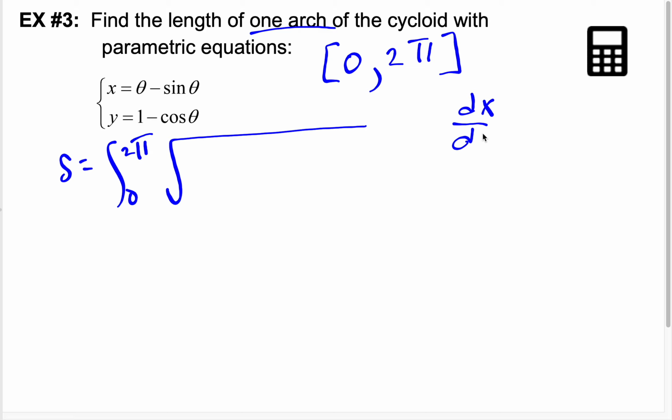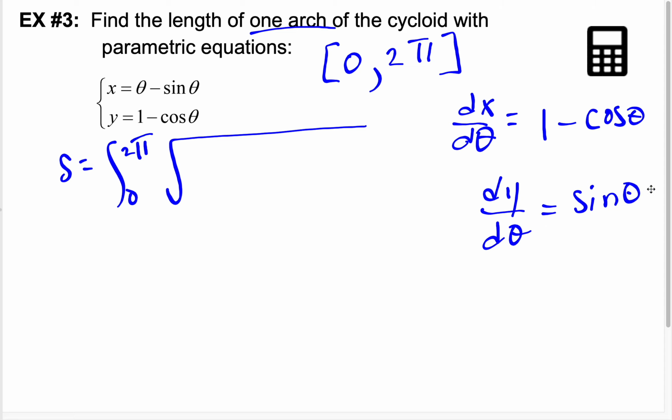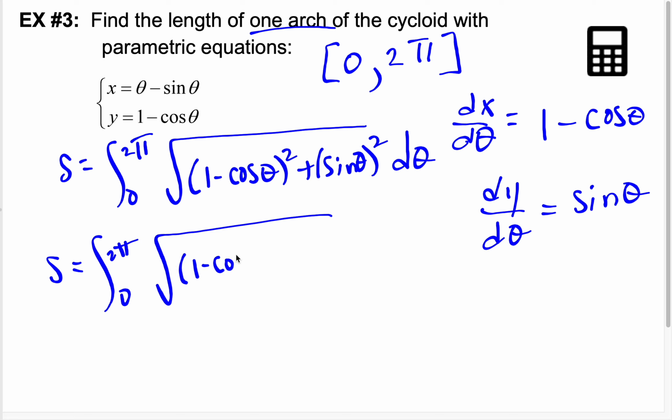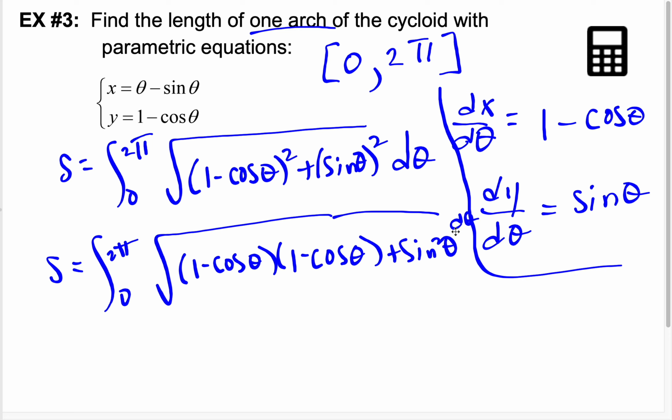So let's go, dx, well, d theta, we're dealing with theta, not t. dx/d theta is going to be 1 minus cosine theta, and dy/d theta is going to be sine theta. So it's the square root of (1 minus cosine theta) squared plus sine squared theta, d theta. We'll simplify this a little bit. So (1 minus cosine theta) squared is going to be (1 minus cosine theta)(1 minus cosine theta), plus sine squared theta, d theta.